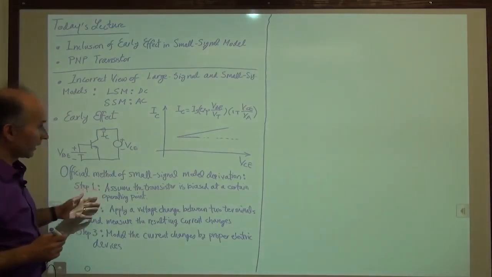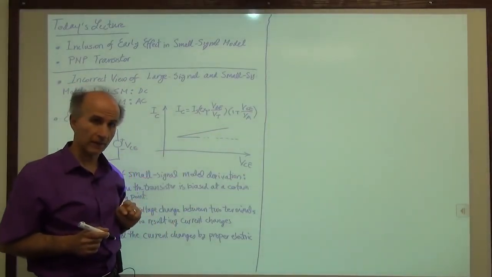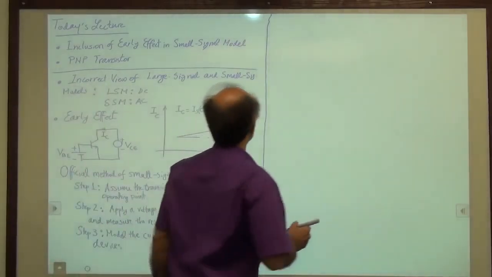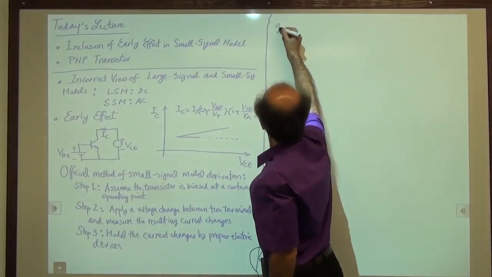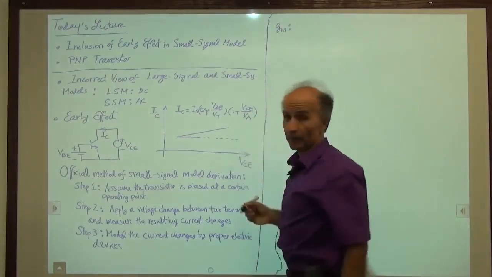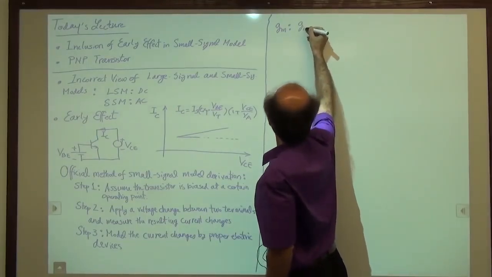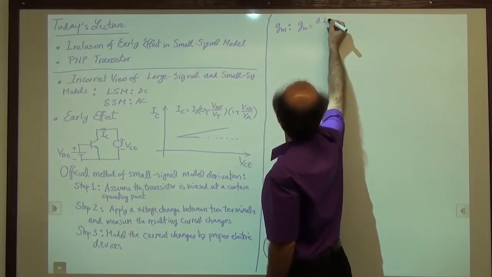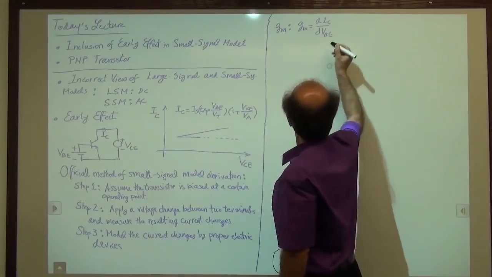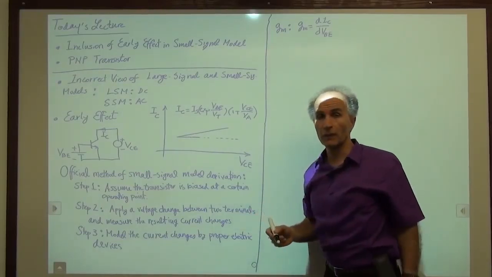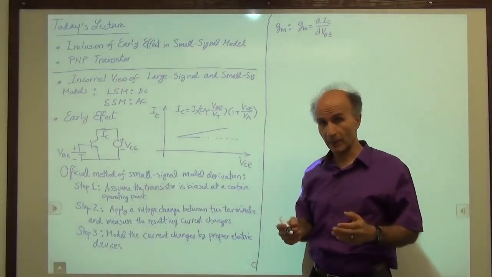So let's go ahead and apply these while we have early effect inside the device. Okay, so let's start with gm. That's the most important aspect of the transistor. And we know that it's defined as dIC over dVBE. So it means that the transistor is biased. It already has a certain current, for example, 1 milliamp.